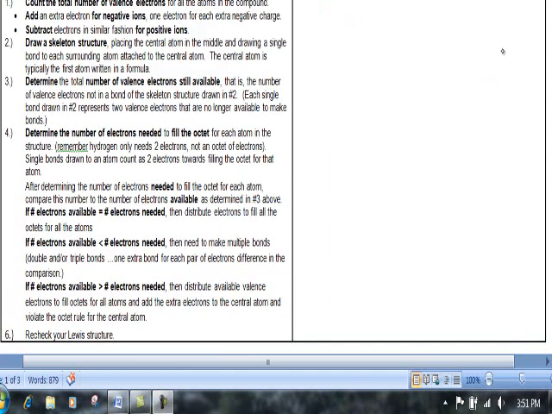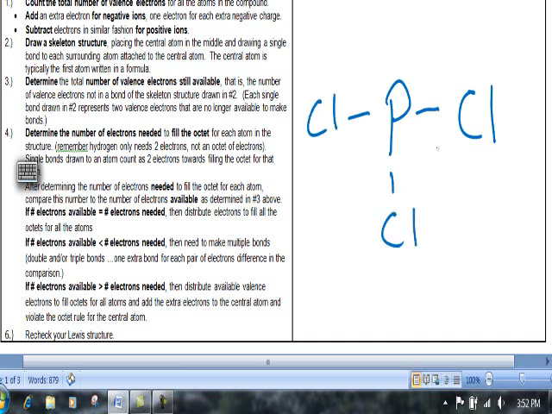Continuing through the Lewis structure guidelines, we now are at the point where we draw a skeleton structure. Skeleton structure places the central atom, which is typically the first atom in the formula, except when it's hydrogen. Hydrogen cannot be a central atom. In this case, the central atom is going to be phosphorus, and then we draw a line representing a bond to each one of the atoms in the structure. At this point in time, this would be our skeleton structure.